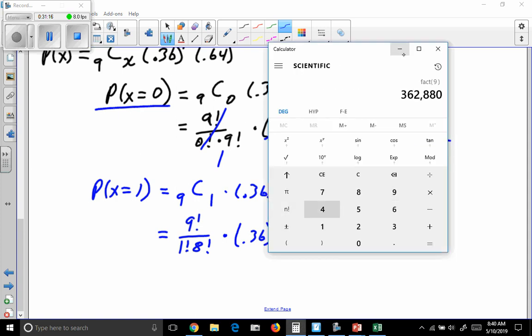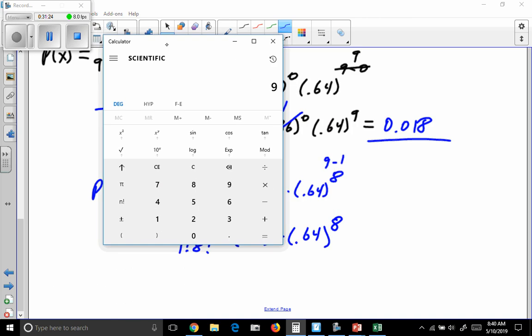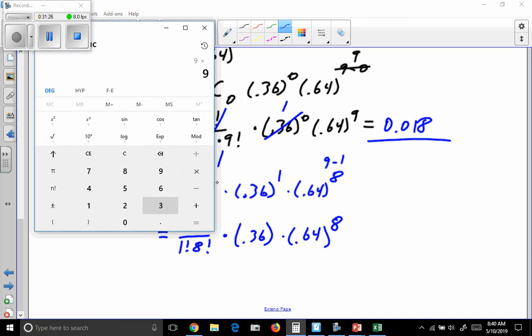So 9 factorial divided by 1 factorial times 8 factorial. So that's 9 times 0.36 times 0.64 raised to the 8th power, 0.091.